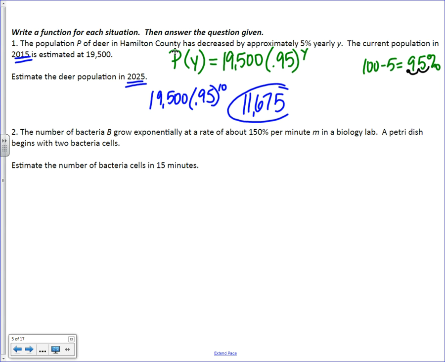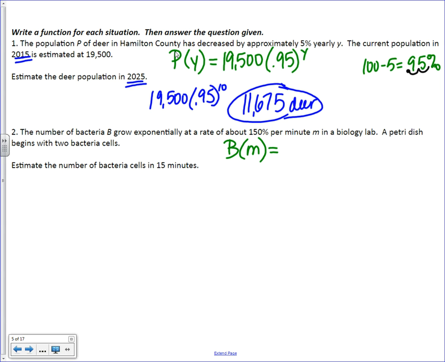Bless you. How's that? Better? Awesome. All right, let's do it again. It says the number of bacteria B grow exponentially at a rate of about 150% per minute M. Okay, what variables am I using? So B of M.